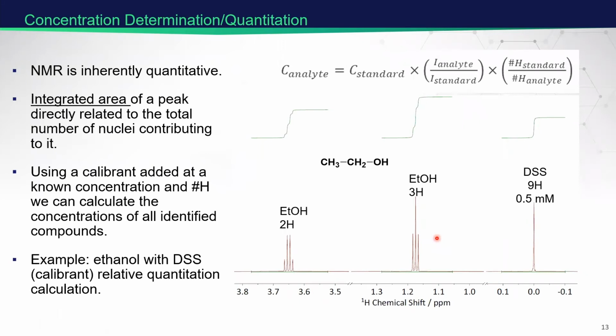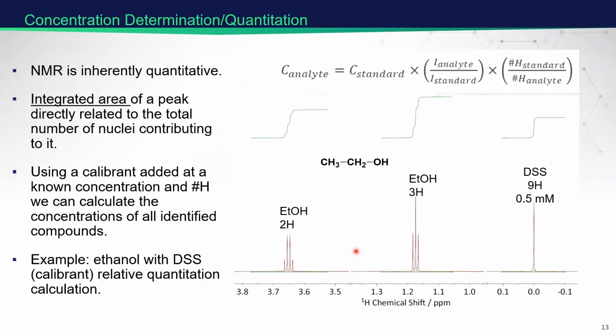So, talking about integrating peaks. NMR is inherently quantitative. What that means is that the integrated areas of these peaks, and I want to stress integrated areas, it's not simply peak heights, it's actually integrating the full area of these multiplets, is directly related to the number of nuclei that contribute to it. So if we look at ethanol in this example, if I integrate these peak areas here and here, the ratio of those will be 2 to 3.